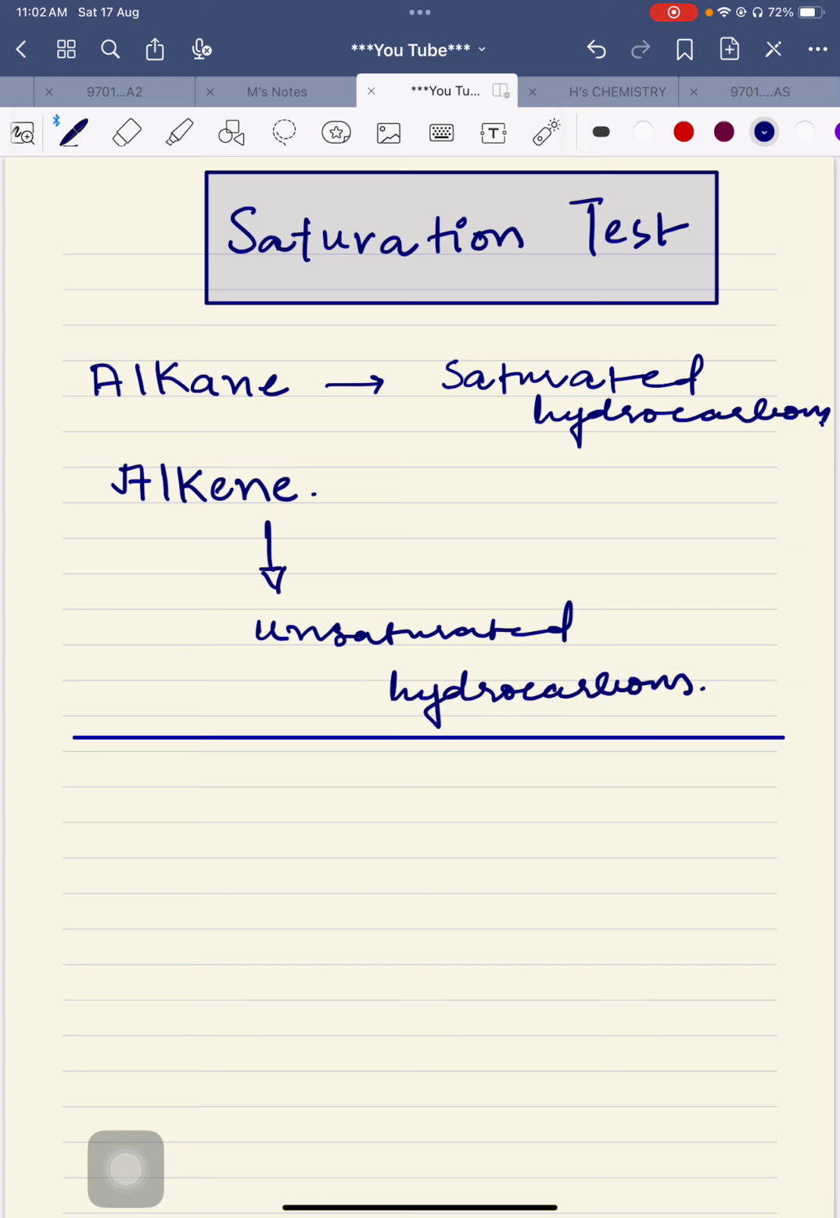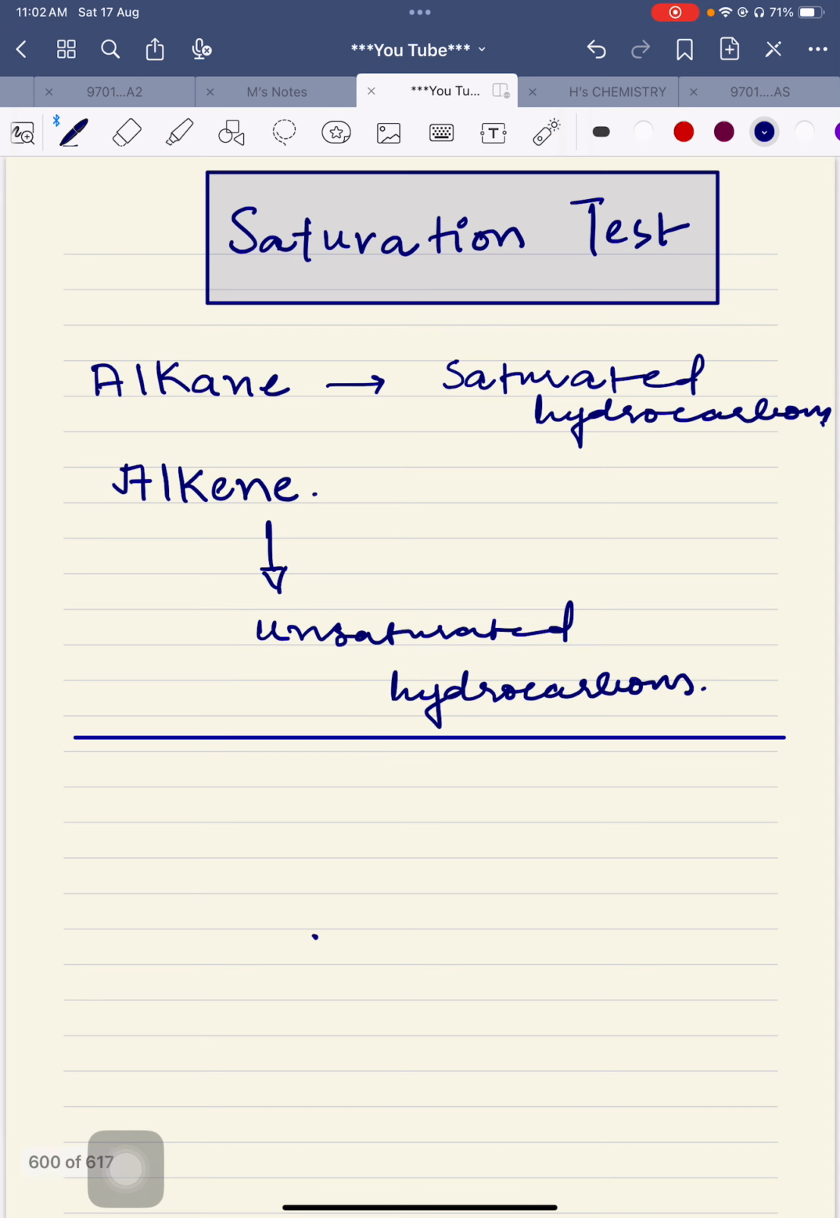Now we are going to check how we can say that a compound is a saturated hydrocarbon or an unsaturated hydrocarbon, depending upon the presence of the double bond. Rightly saying, if a compound has a double bond in it, it is called unsaturated. Double bond means a carbon-carbon double bond. It is considered an unsaturated hydrocarbon. Okay, guys, let me give you one example.